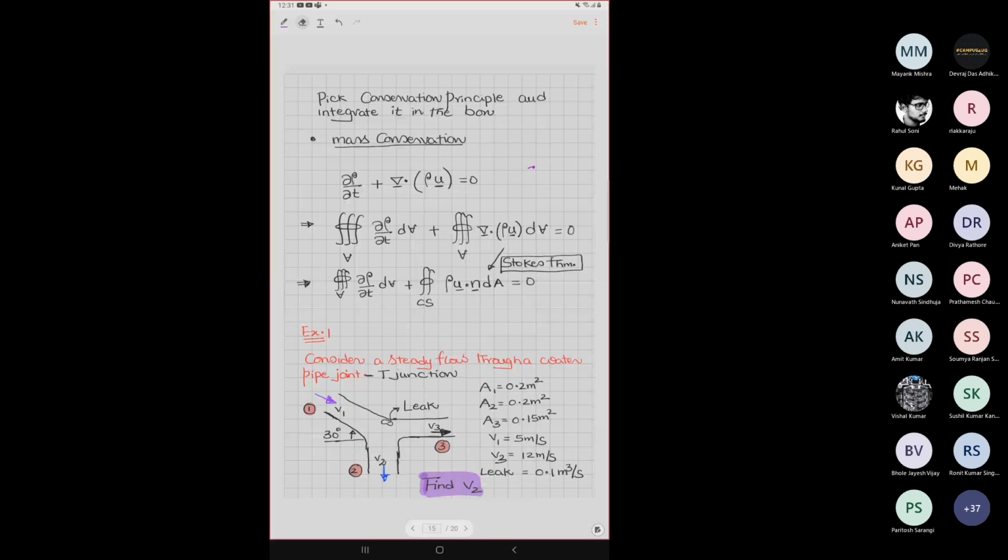Because of Stokes theorem, the divergence term can always be rewritten in terms of a surface integral. Throughout that control surface, the integral of rho u dot n dA over those surfaces gives me 0. Is this statement first of all clear before solving the problem?